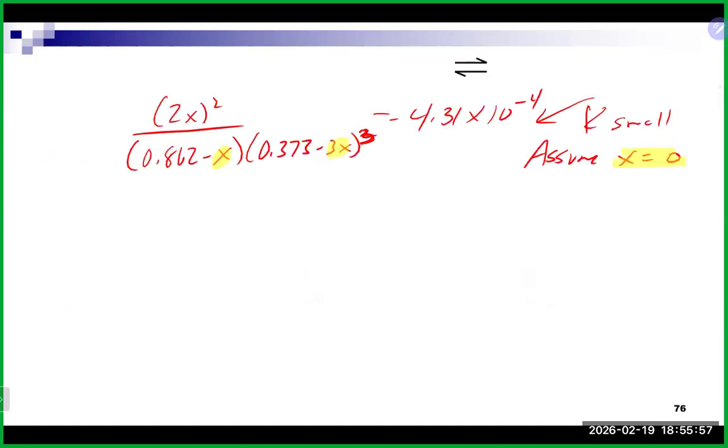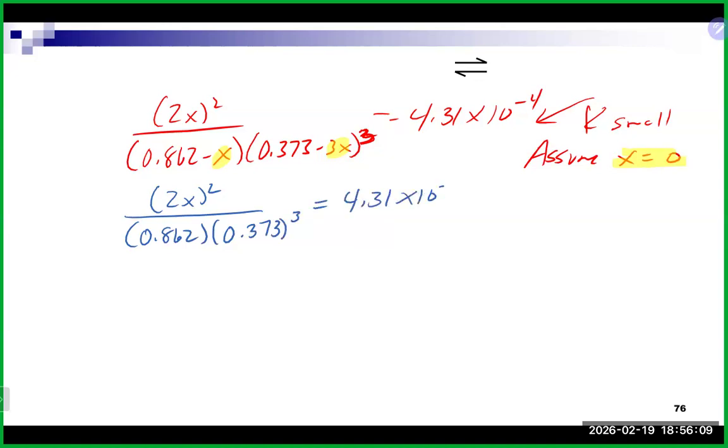So by doing that, that turns this into 2x squared divided by 0.862 times 0.373 cubed equals 4.31 times 10 to the minus 4. I would much rather solve this one than the previous thing that we just saw. Yes. It is because the K value is small in this case.